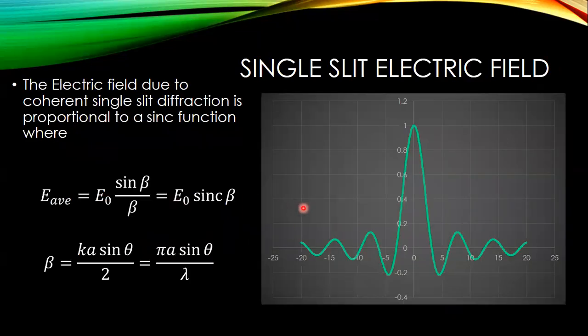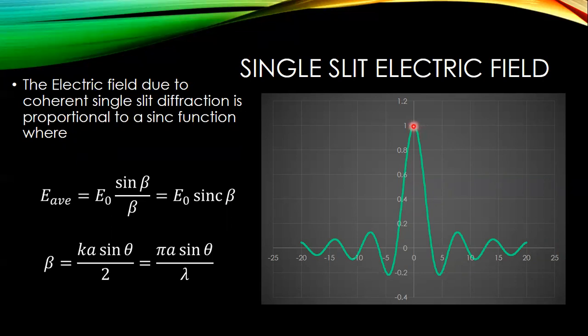So this is what a sinc function looks like. This is what sine beta over beta looks like as a function of beta. And we can see how it oscillates and slowly damps out as beta gets larger and larger. It's a maximum at 0.